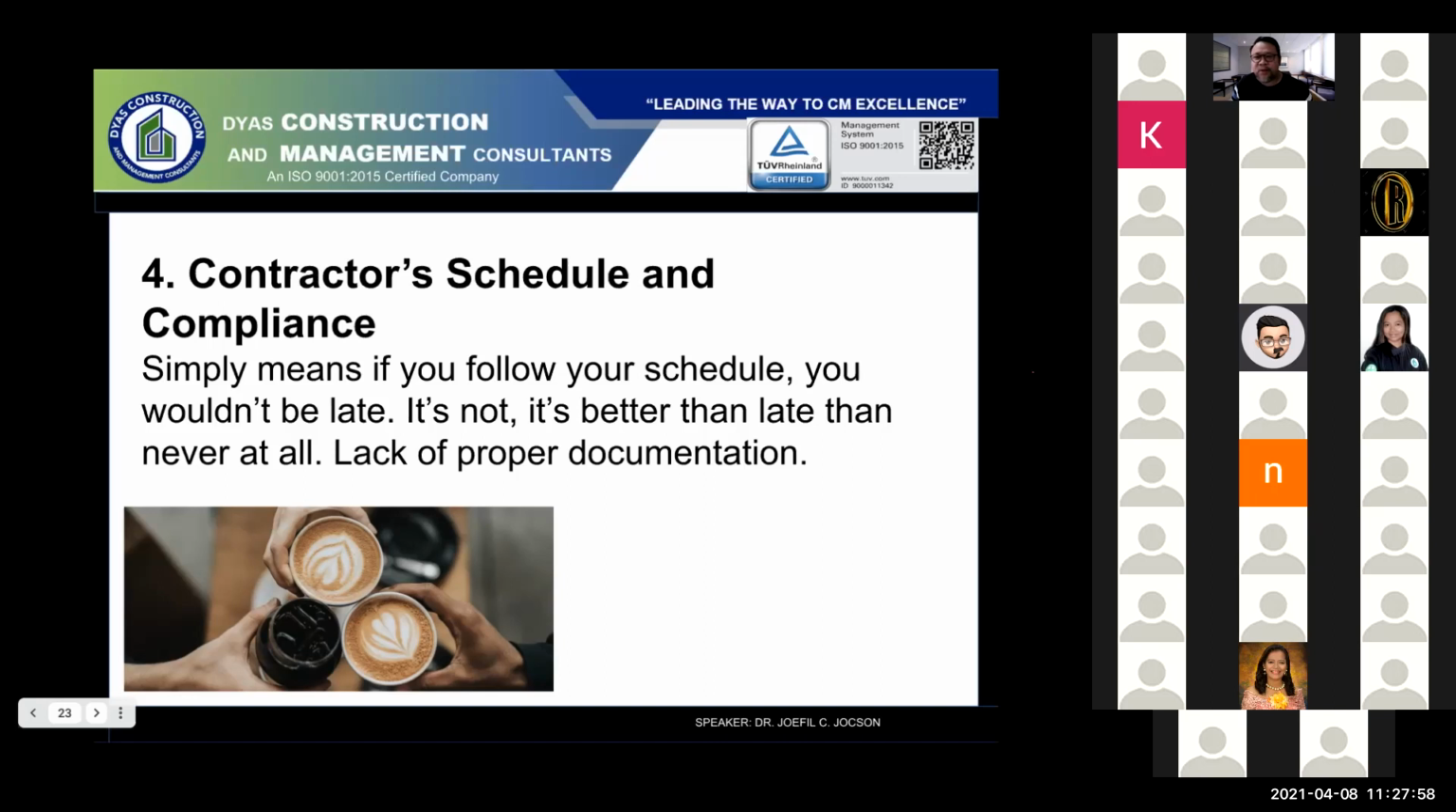Titingnan nyo, as a contractor, you need to. Because why? You create your construction schedule and you complete your construction schedule in 6 months. Oy, bakit naging 7 months, 8 months? Why? Because hindi nyo nakikita. You are not aware, hindi nyo na binisita. But as an engineer, you need to.